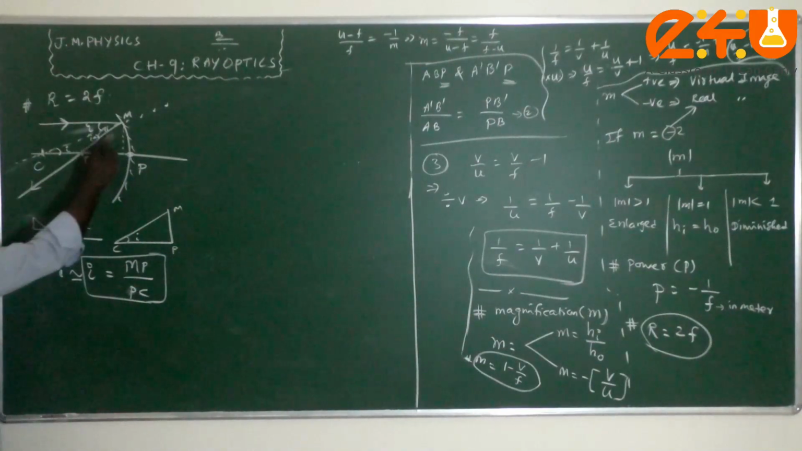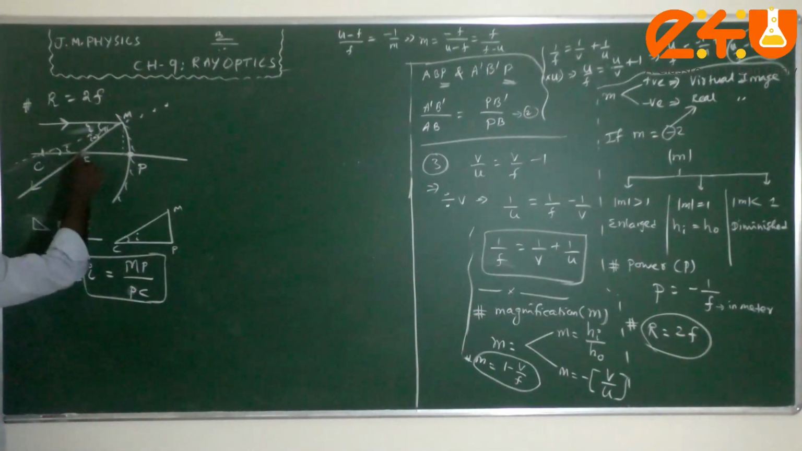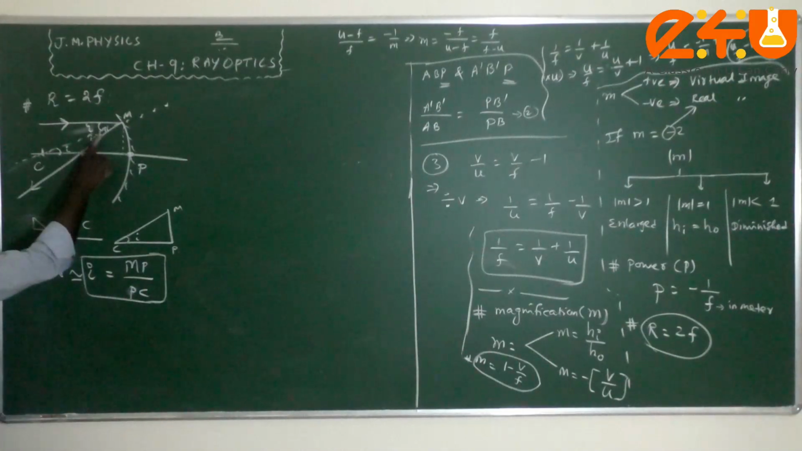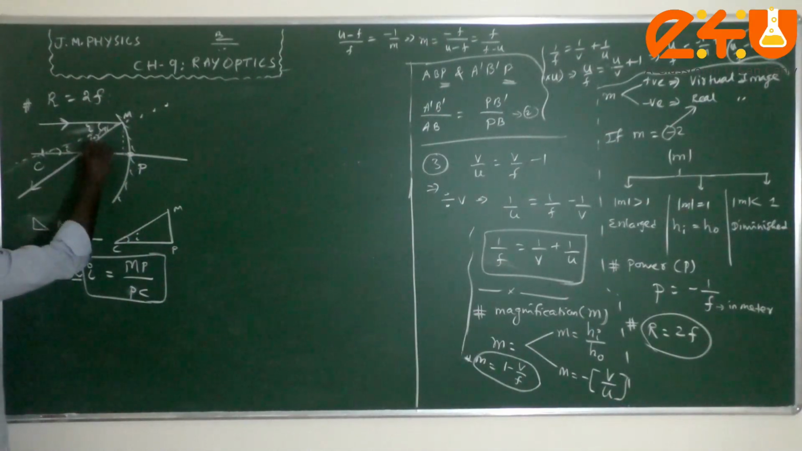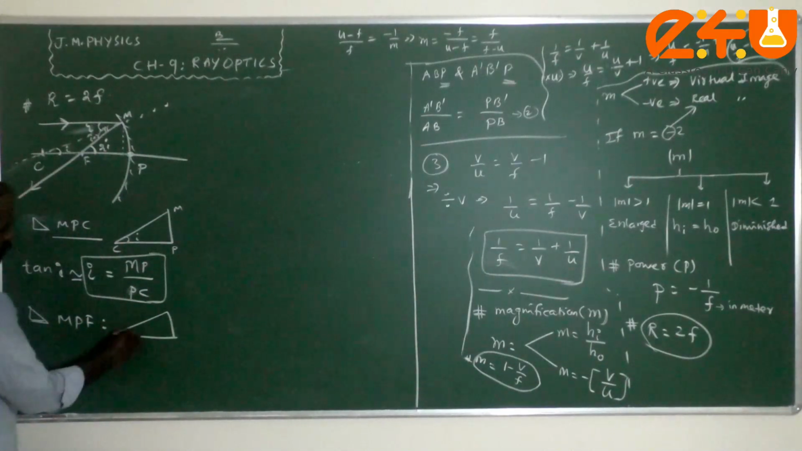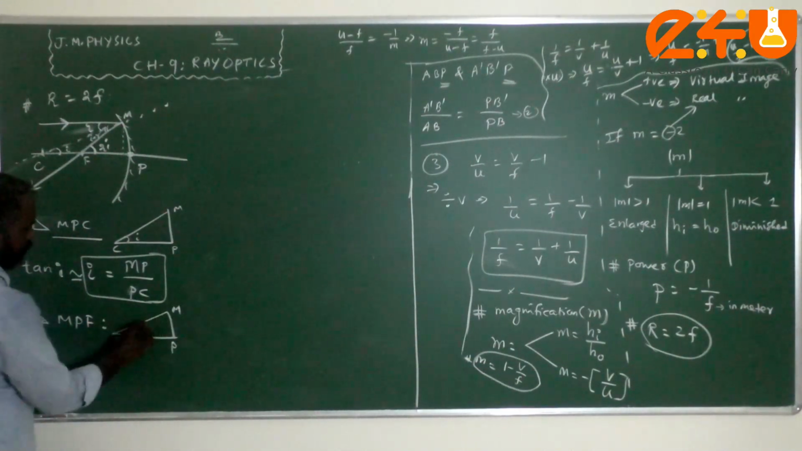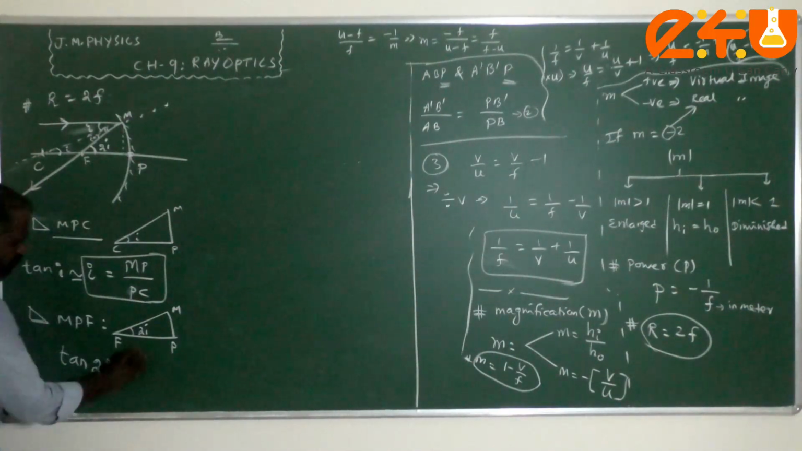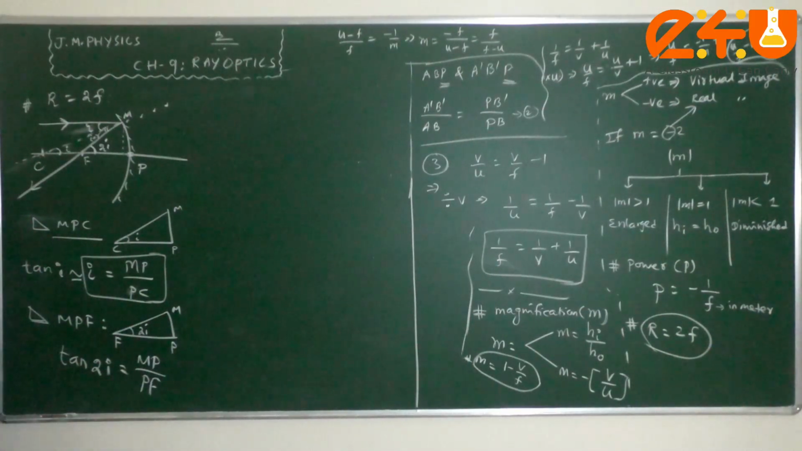Now we consider this triangle, which is MCF. For this triangle MCF, the angle of incidence equals the angle of reflection, i. We know the property of a triangle: the sum of the interior opposite angles is equal to the exterior angle, 2i. Therefore, in the right angle triangle MPF, with F, P and M, this angle is 2 times i. So I can write tan 2i equals MP by PF.